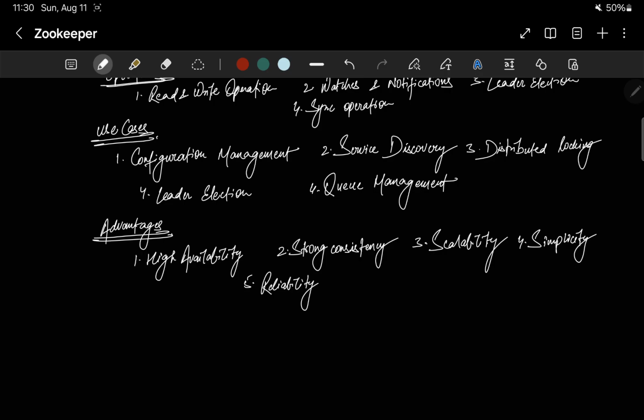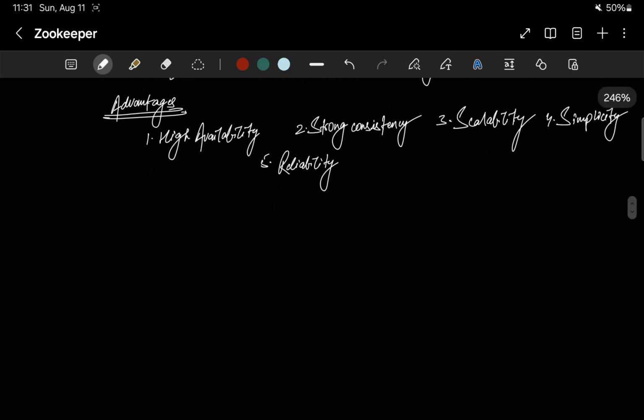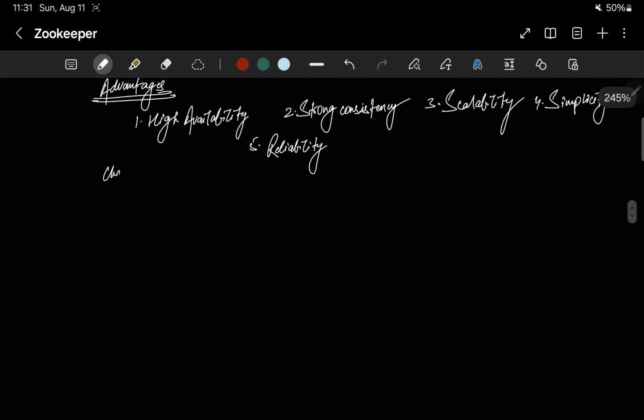ZooKeeper's fault-tolerant design and automatic leader election ensure that the system remains reliable even during failures. For example, in a distributed payment processing system, ZooKeeper's leader election guarantees that only one node processes payments, thus avoiding double processing and ensuring reliability. Okay. Next, we will talk about the challenges associated with ZooKeeper.